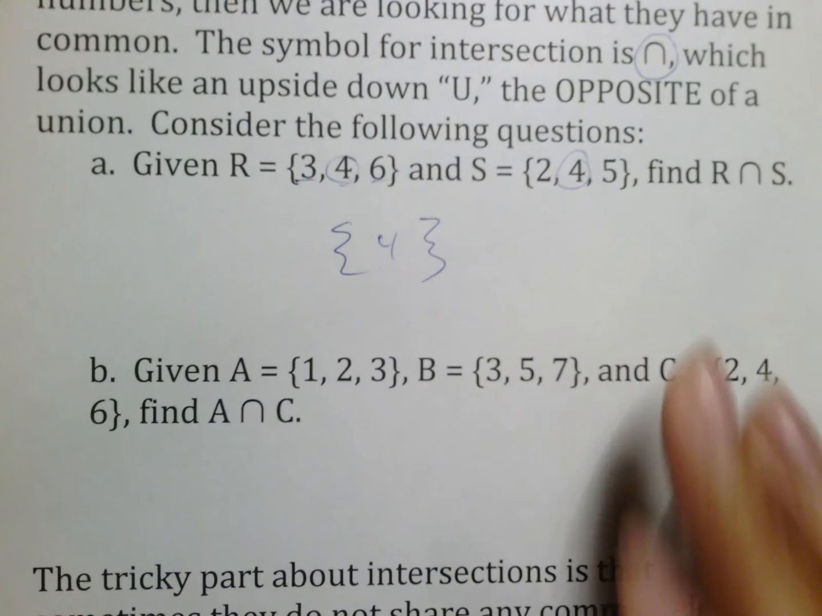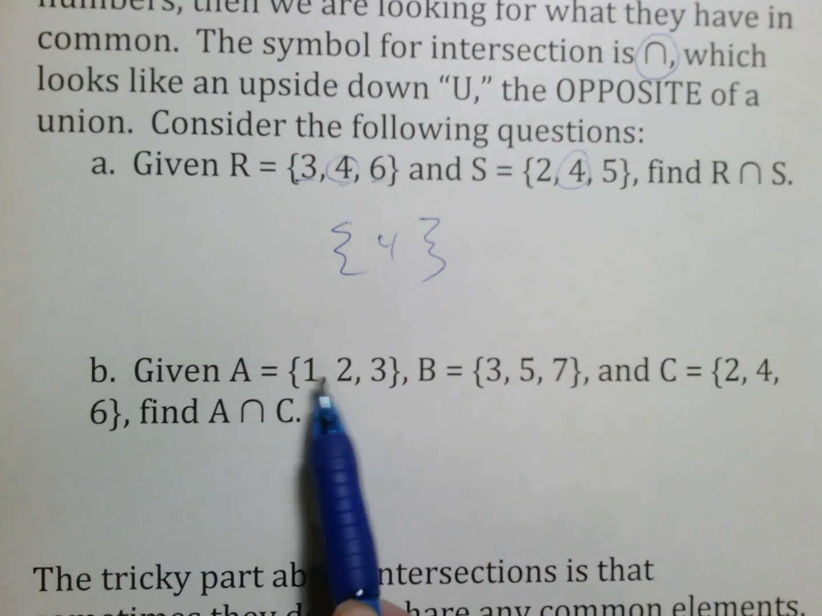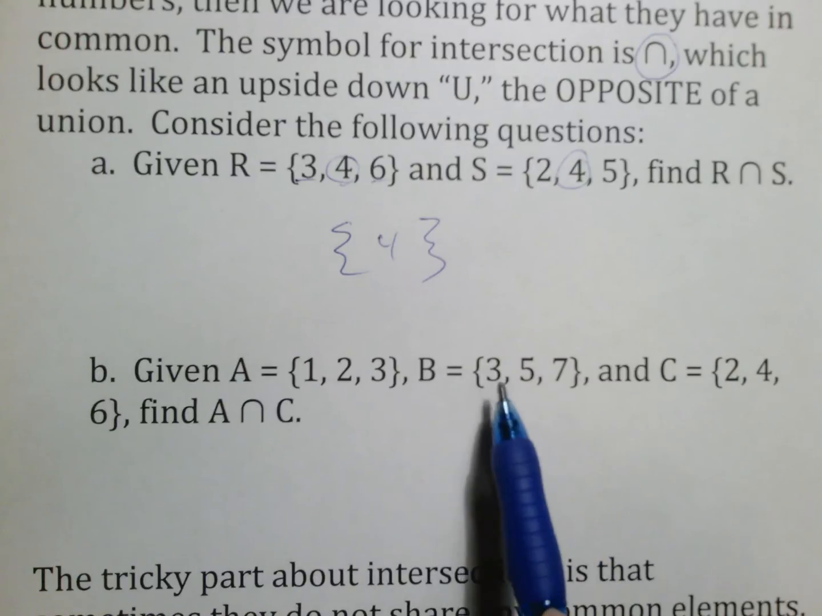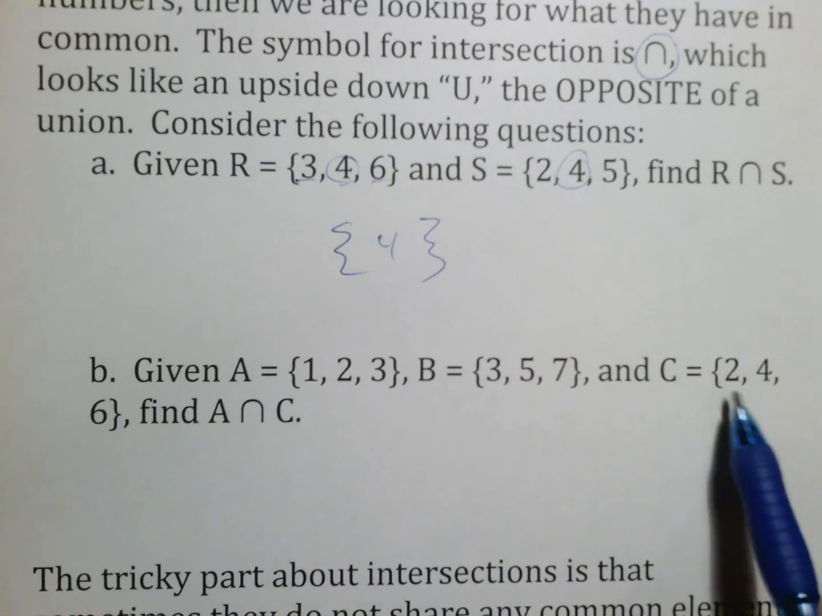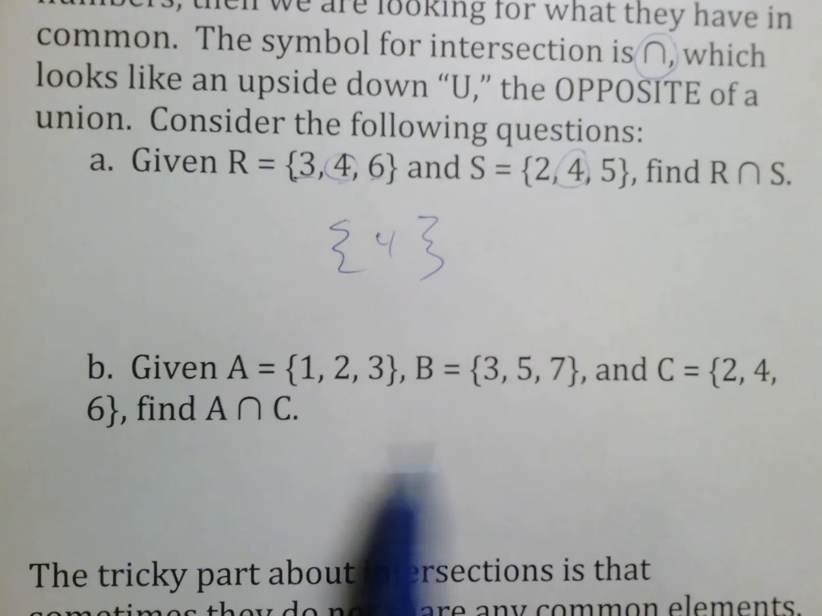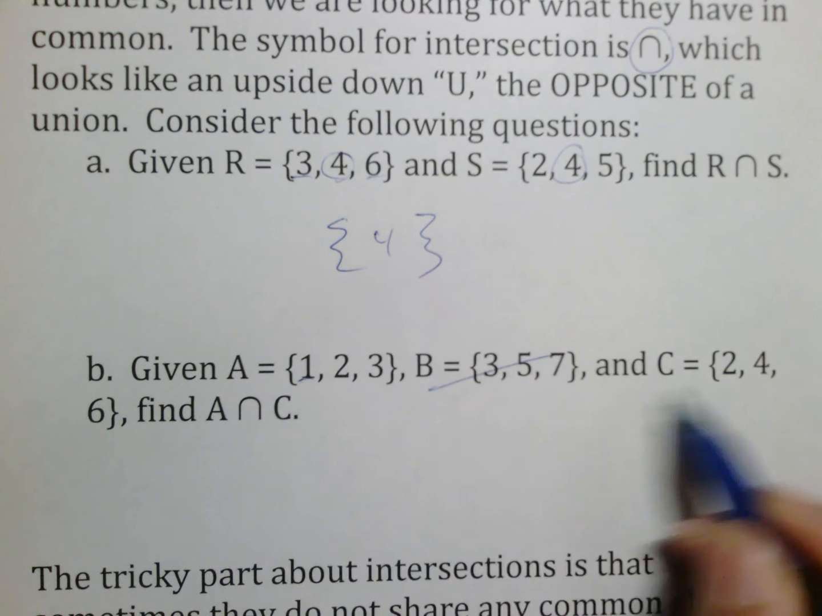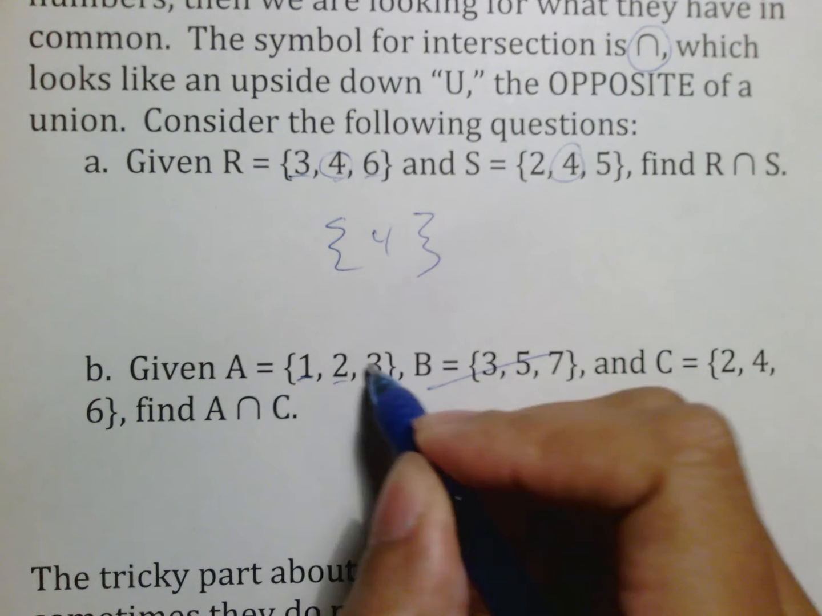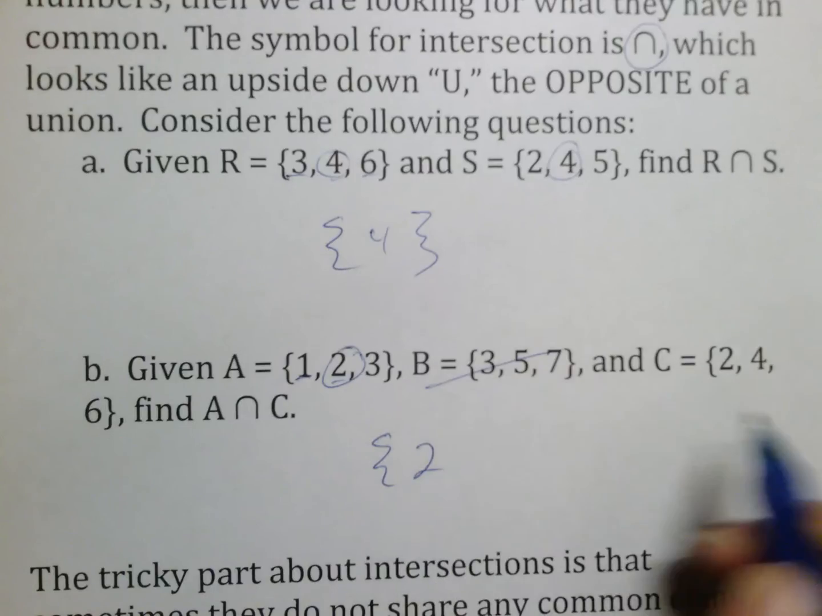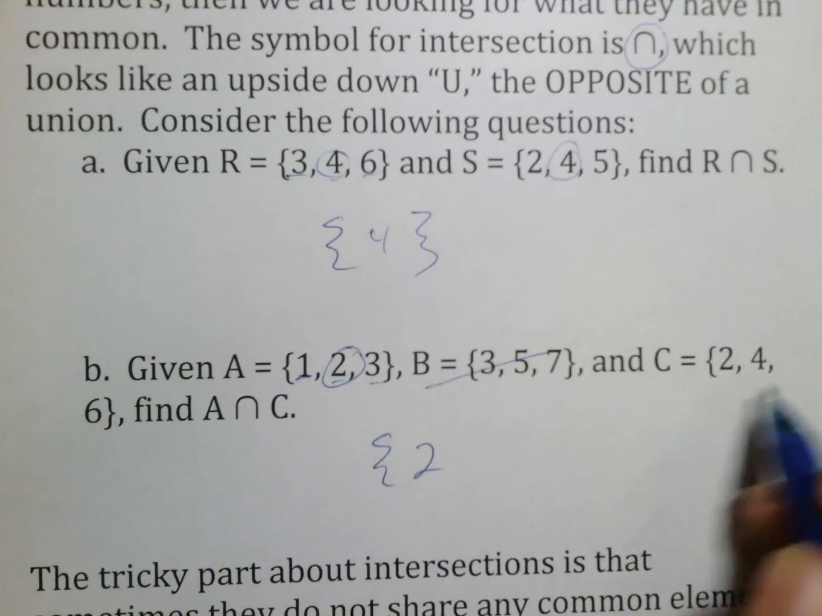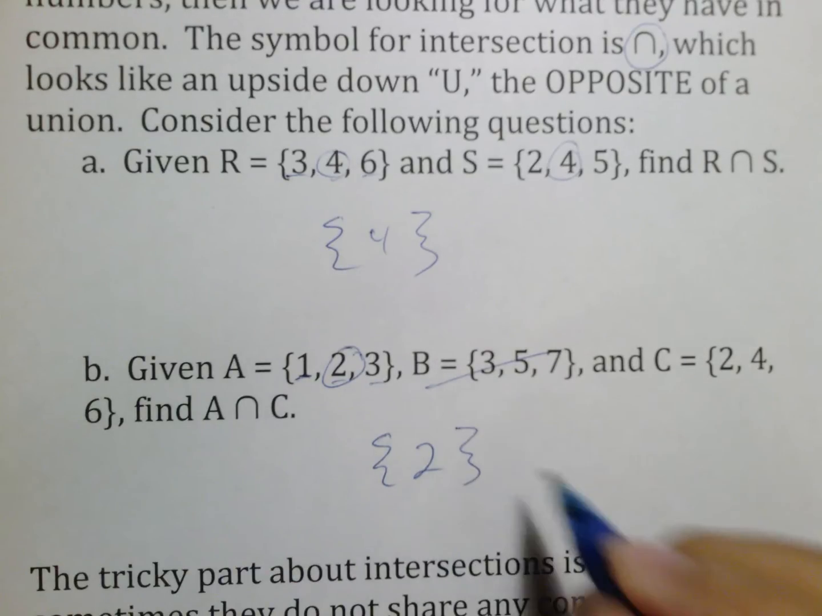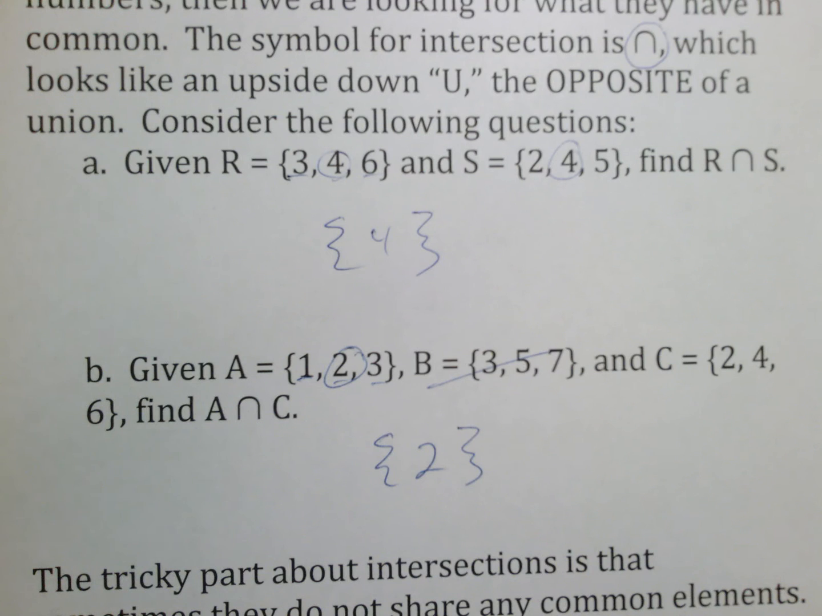Same thing with B. If we are given A is the set of elements 1, 2, and 3, B is the set of elements 3, 5, 7, C is the set of elements 2, 4, and 6, they want A intersect C. Again, that means that B is not important right now because we don't really care about it. So again, looking at this, 1 is not in C, 2 is in C, so that would be one of my answers. 3 is not in C, so that means that your intersection there would just be the number 2.